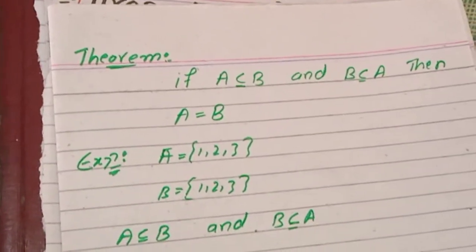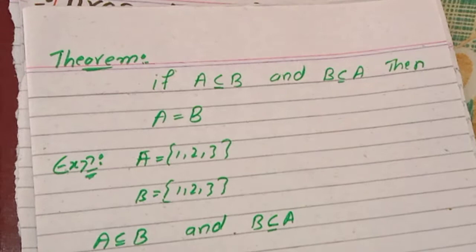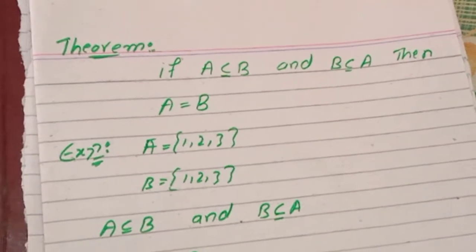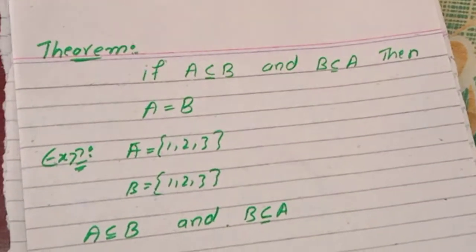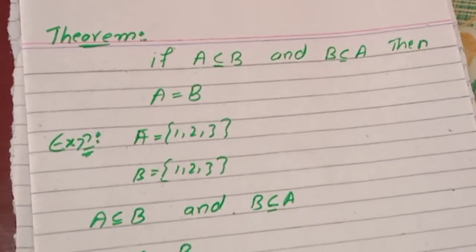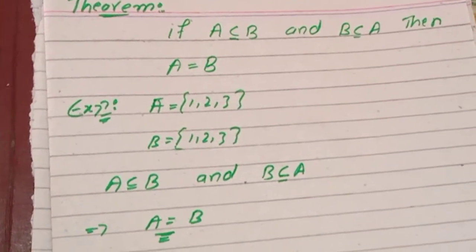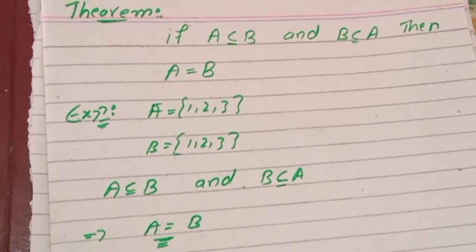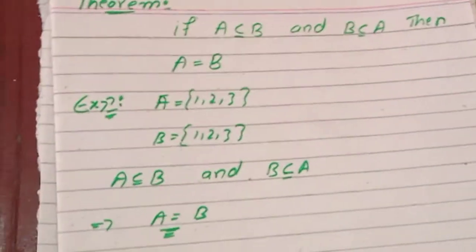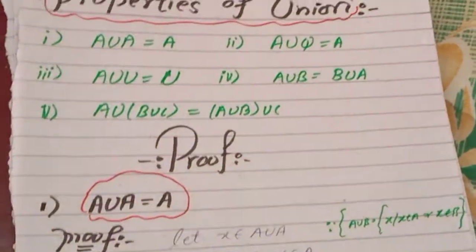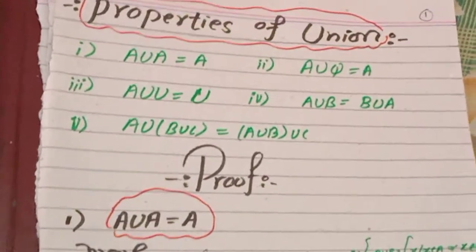The theorem statement is: if A is a subset of B and B is a subset of A, then A is equal to B. This is a theorem. Example: A is equal to {1, 2, 3}, B is equal to {1, 2, 3}. So in this case, A is a subset of B and B is a subset of A, so A is equal to B. We will work on this theorem and we will prove the properties of union.